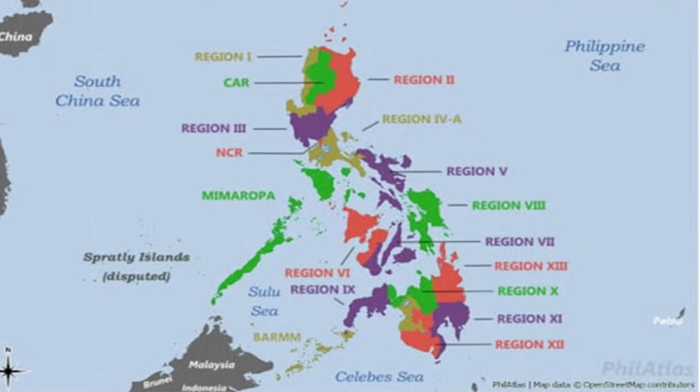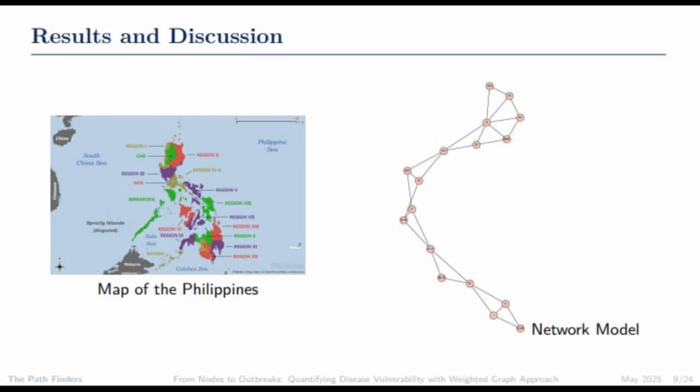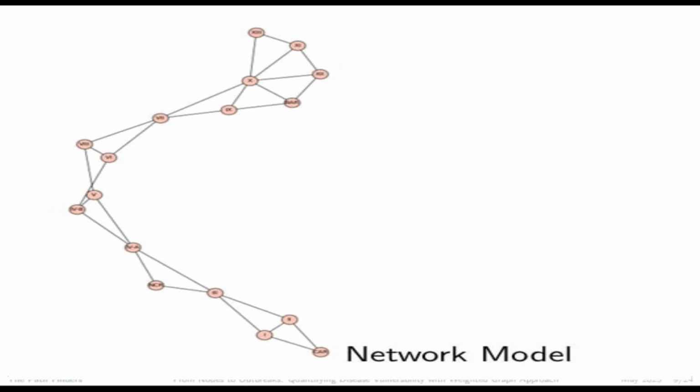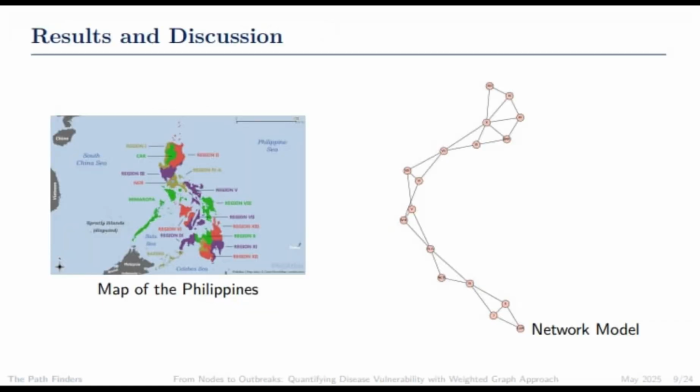The results will show the weight of each edge. First, we use the map of the Philippines as a basis to create its network model. Next, this study developed a spatial network model to assess the vulnerability of Philippine regions to tuberculosis, pneumonia, and COVID-19 by quantifying the interregional influence of disease spread. The model uses inverse distance weighting or IDW and degree centrality to compute connection strengths between regional pairs.